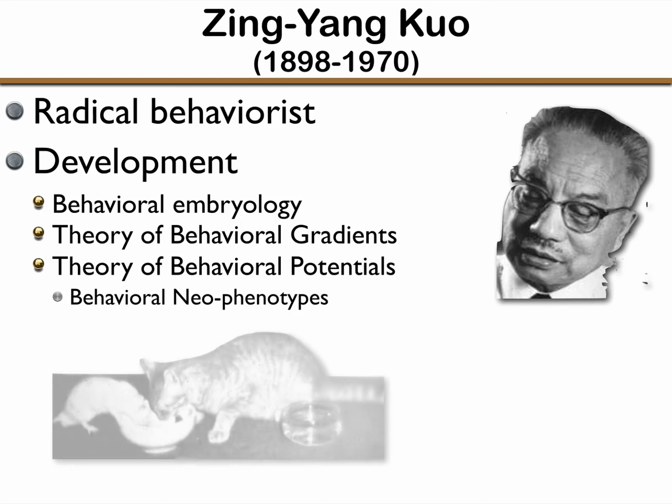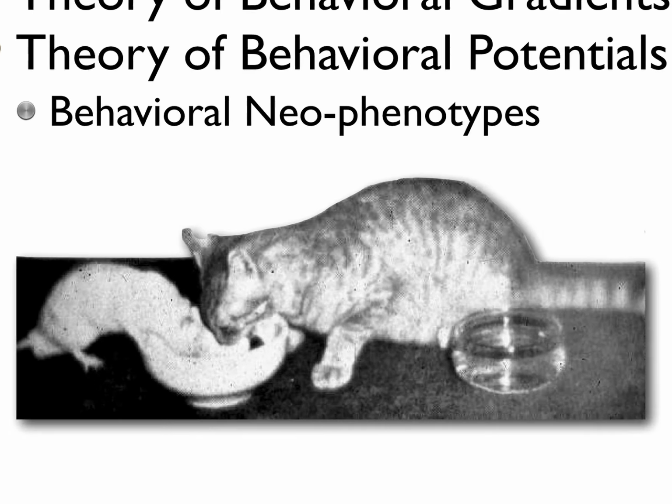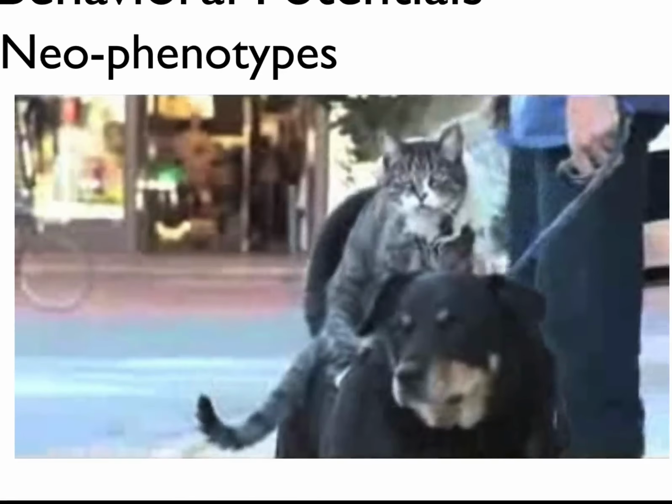In fact, one thing that he did is shown in this picture right here, and this is one of his photographs, where he reared a cat and a rat together from an early age. Now, cats and rats typically are not buddies, but by having reared them together, they shared the same milk bowl. They were fine with one another.